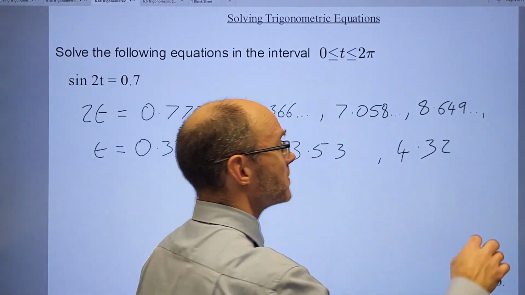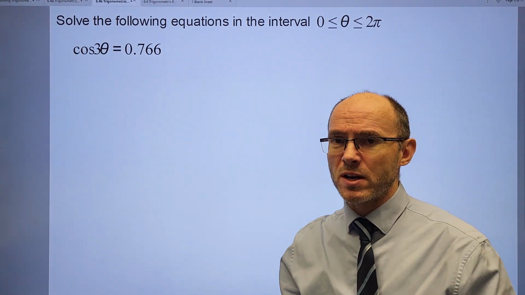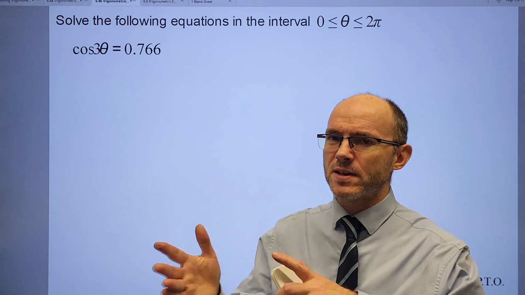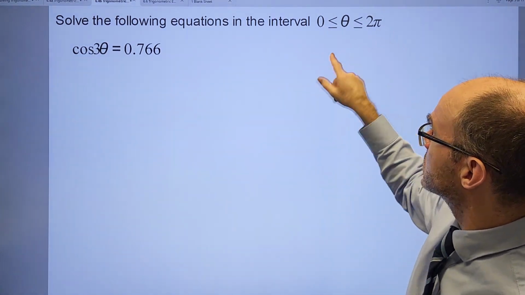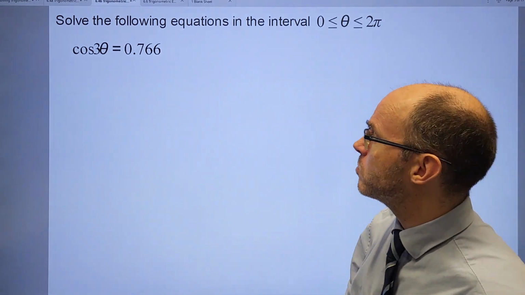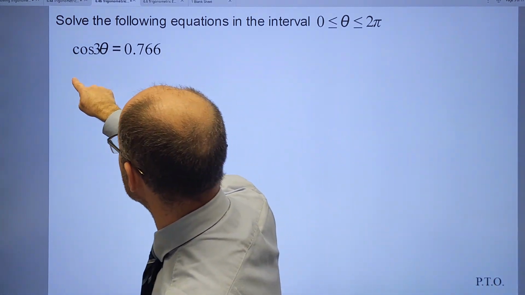I'll do some more for you so you can see what we're doing. Okay, here. So I've changed the letters around a little bit because sometimes you've got to do it for t, theta, x. So I'll just vary the letters. So same domain, same intervals, it's 2 pi. Maybe have a go at that and then work out the answers. Then play the video to see if you're correct. Or you just keep on going with me.